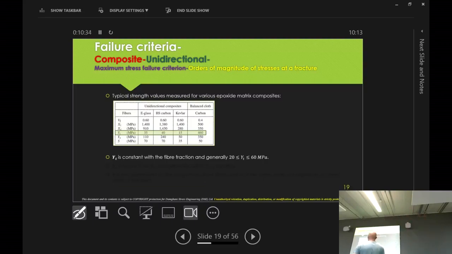So, YT, or strength in the perpendicular direction to loading, I said we generally assume it to be 0. You could assume it to be 0 to be safe. But it's constant. Most of the time it's between 20 and 60 megapascal. If you compare it with XT, which is 1,400, it's almost non-existent, negligible. So YT, where you've got the matrix only, is roughly between 20 and 60. The compression value is, generally speaking, for composites between 100 and 150. That's again something to bear in mind.